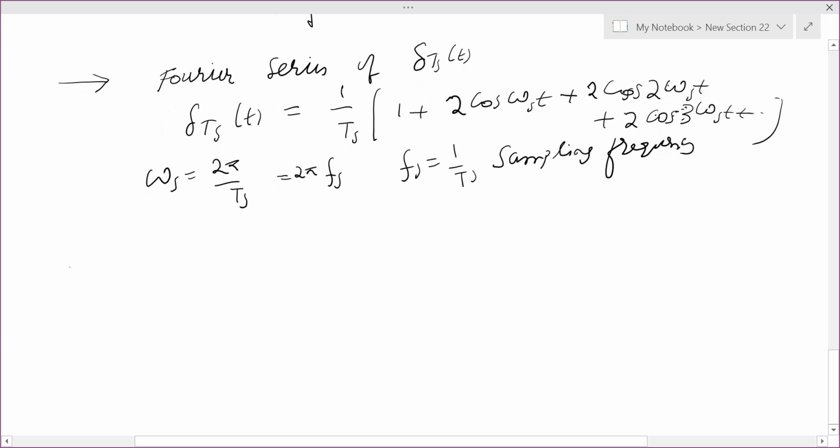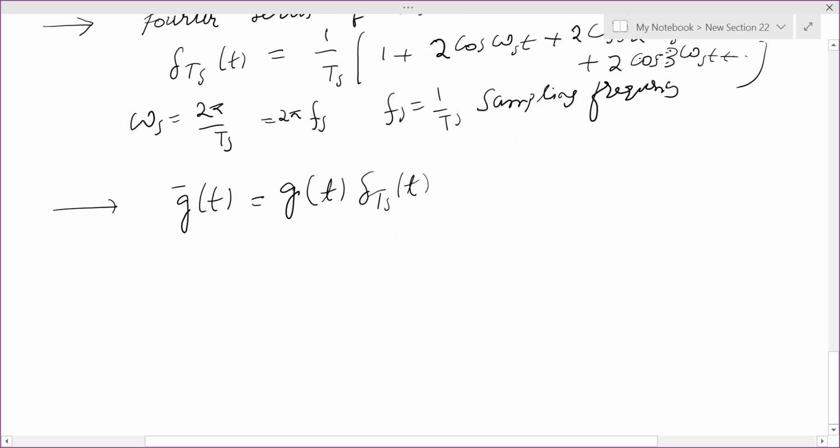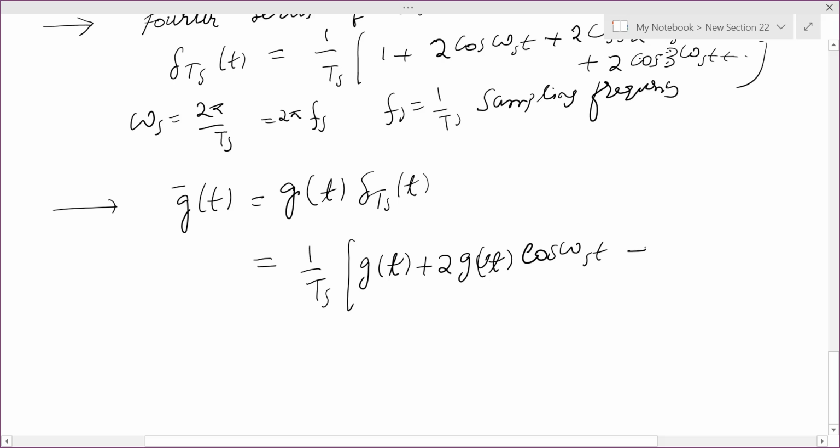now what will be the sampled signal then? G hat of t will be g of t times delta Ts of t. So this will be equal to 1 over Ts times g of t plus 2 times g of t cos omega s t plus 2 times g of t cos 2 omega s t, and so on and so forth.